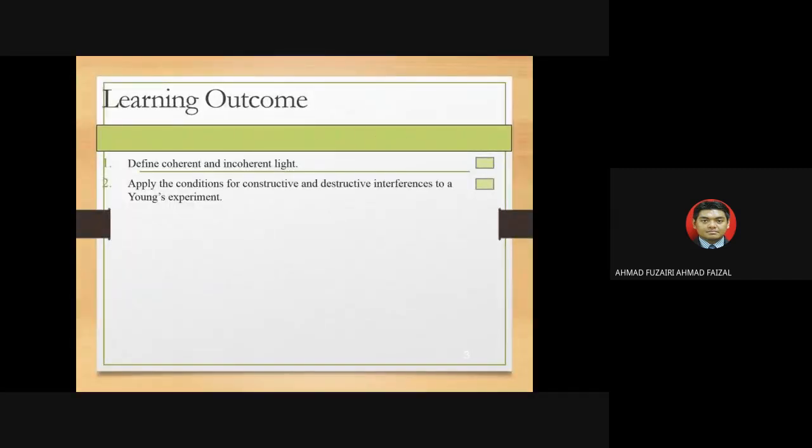At the end of this session, students should be able to: number 1, define coherent and incoherent light. Number 2, apply the condition for constructive and destructive interference to a Young experiment.